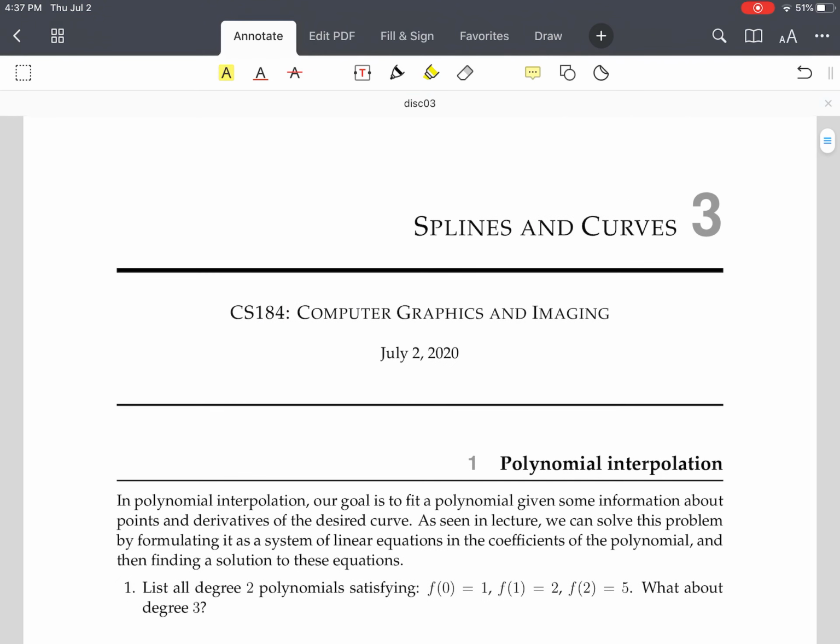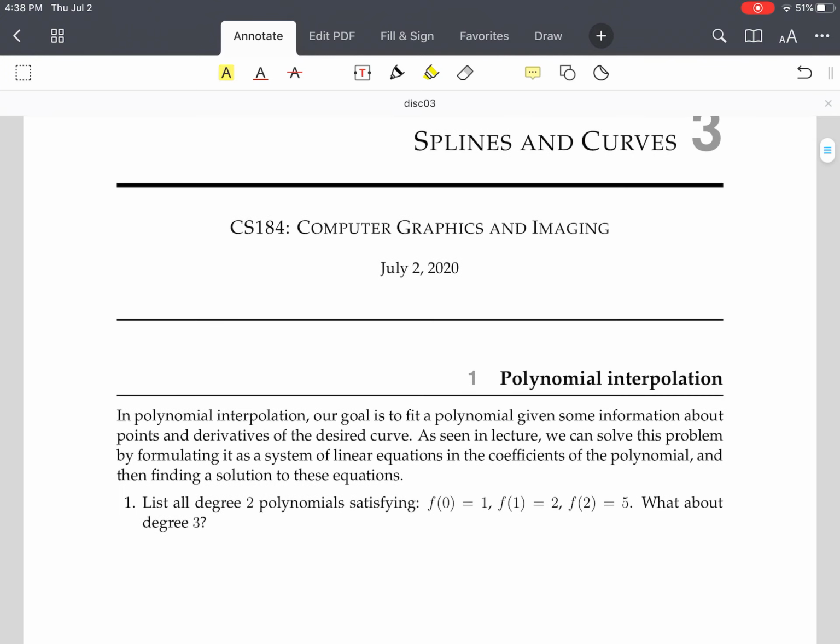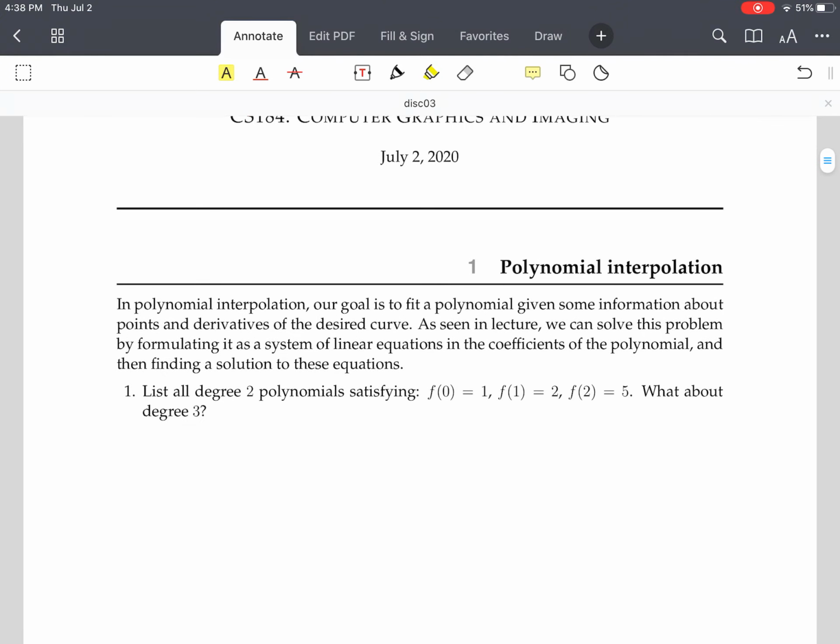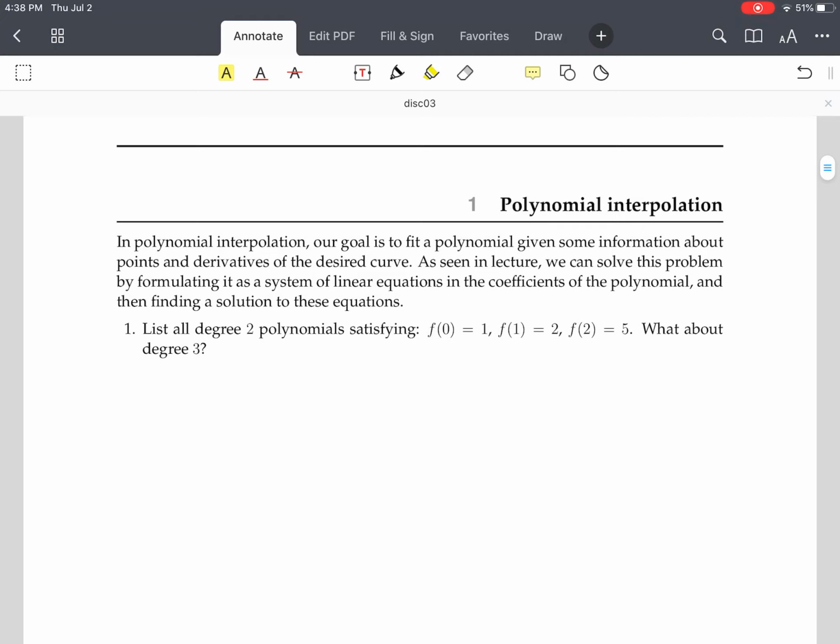Today we're going to be going over splines and curves, so let's get started. The first thing we're going to talk about is polynomial interpolation. Basically, we have some points and potentially some derivatives, and we want to find a curve that goes through these points and has these derivatives. We'll see a few ways to do this, and there's a more in-depth introduction in lecture, but we're just going to go over some examples here.